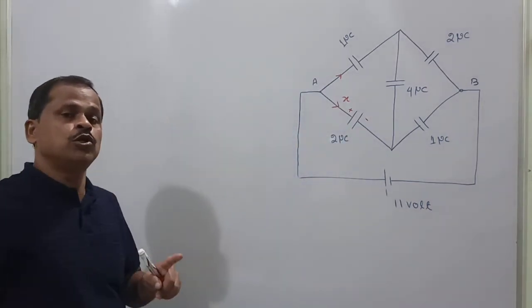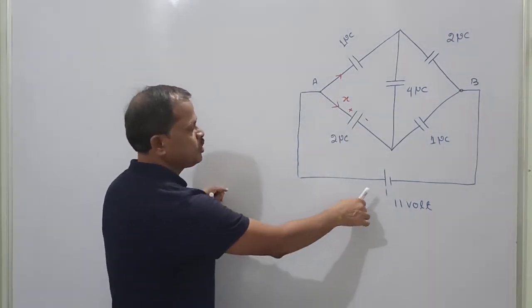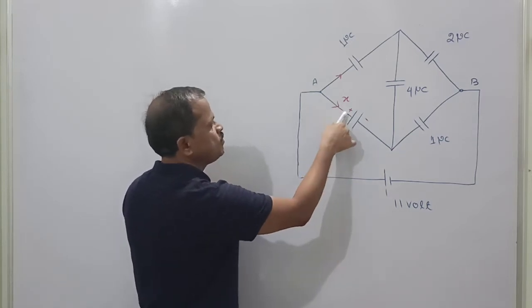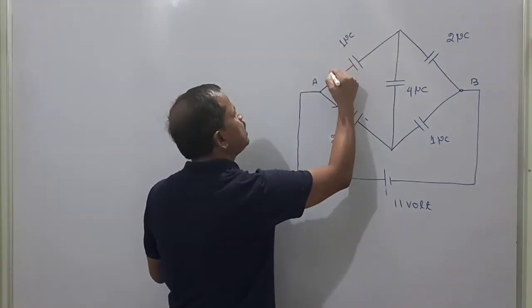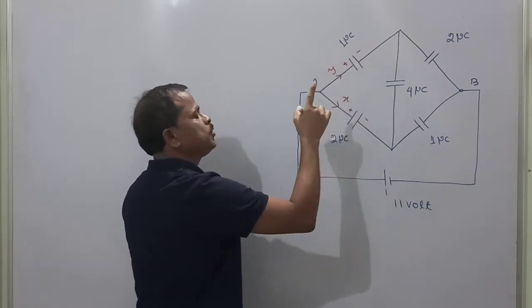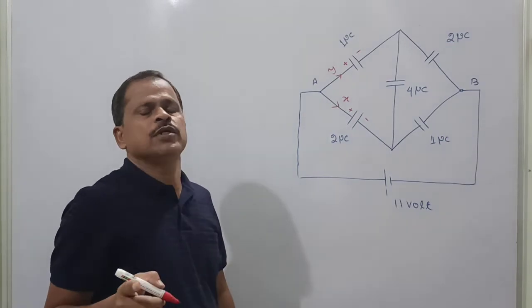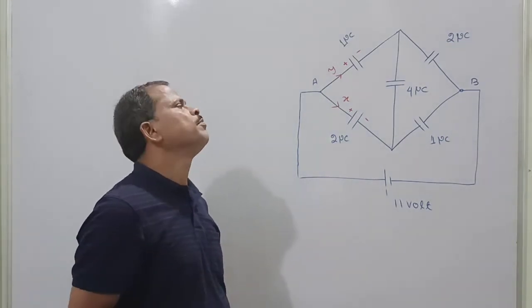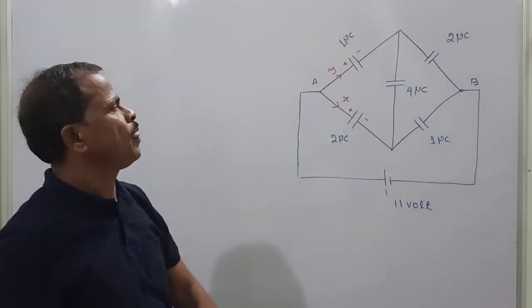How to decide which will be positive? Because this is a positive plate. From the positive plate, positive charge is coming. First it will be positive, then it will be negative. Similarly, this way let the charge going be y. It will be positive, then negative. This positive-negative marking is important because you have to use the sign convention to solve the problem.